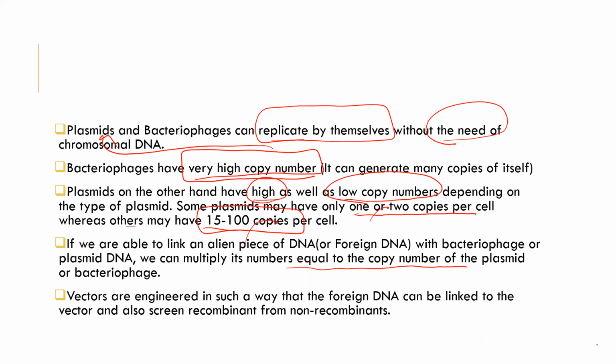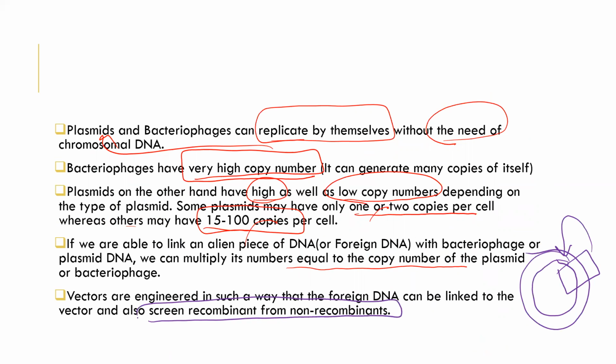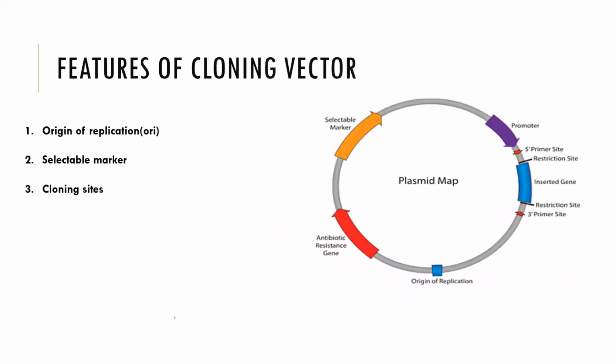Vectors are engineered in such a way that the foreign DNA can be linked to the vector and we can also screen recombinants from non-recombinants. So basically, the plasmid that we are having is an engineered plasmid. We are making the plasmid, and we have a foreign DNA associated with that. So foreign DNA can be linked to the plasmid and we can also screen recombinant from non-recombinant. This we will learn from the upcoming slides.